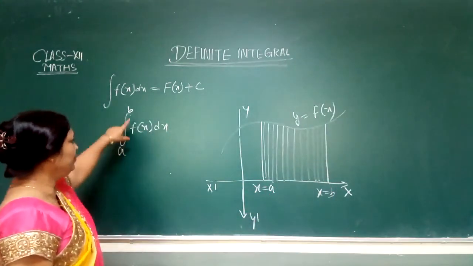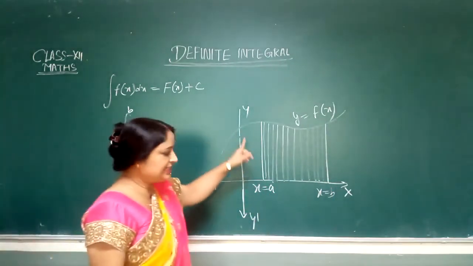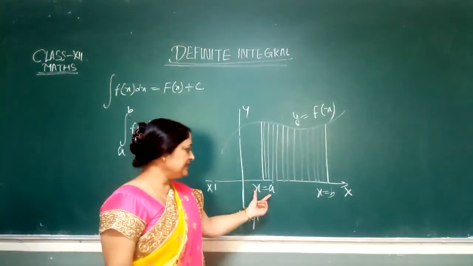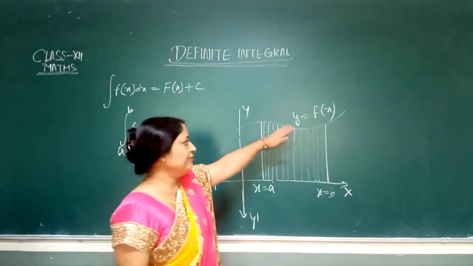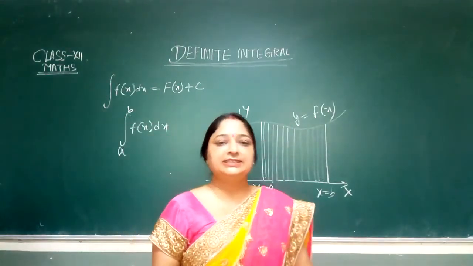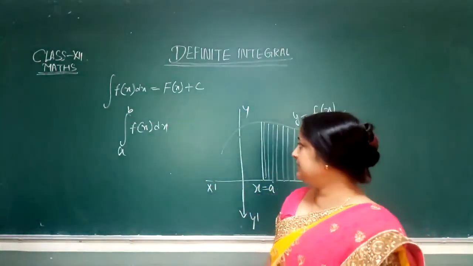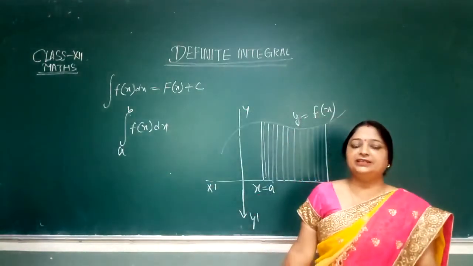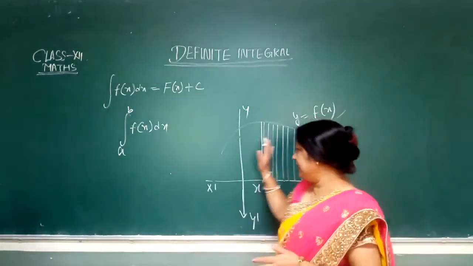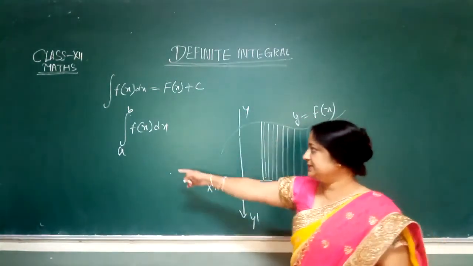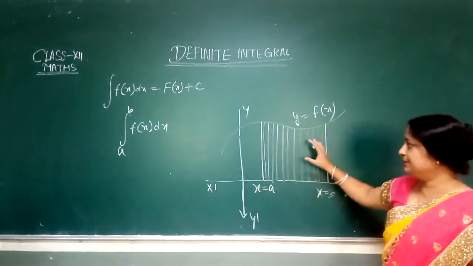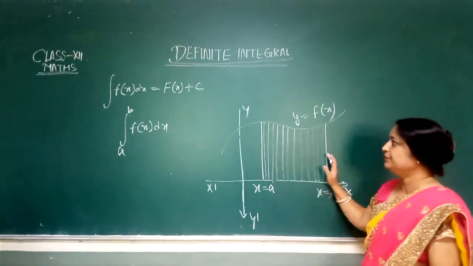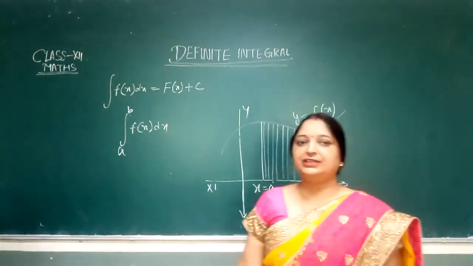The integration from a to b of f of x dx varies from the limit x equal to a to x equal to b, above the x axis and under y equal to f of x. In simple terms, you can say that the definite integral is the area bounded between these limits, that is a to b, and you will get the answer between these limits a to b. So this is known as the definite integral.